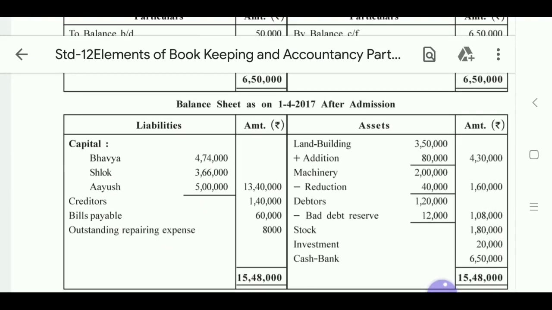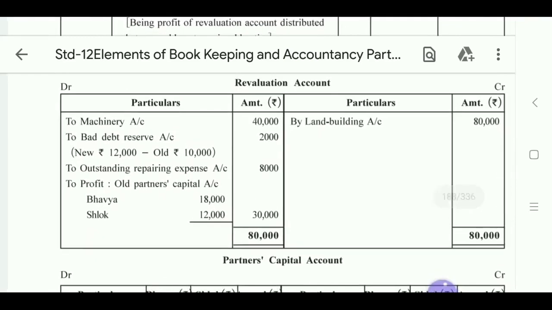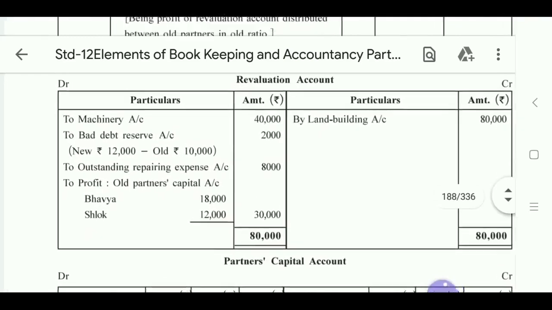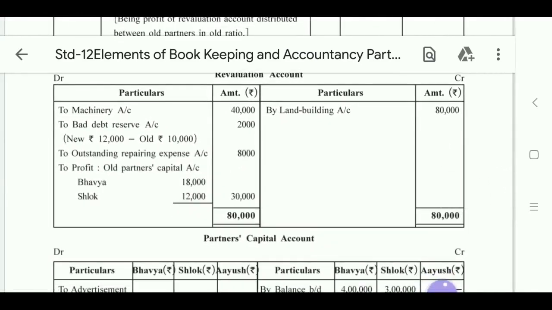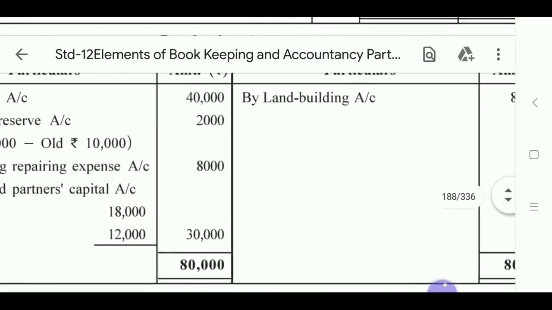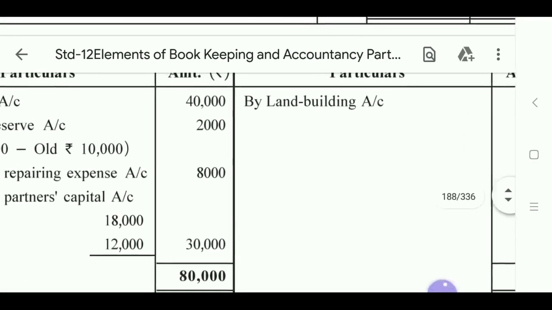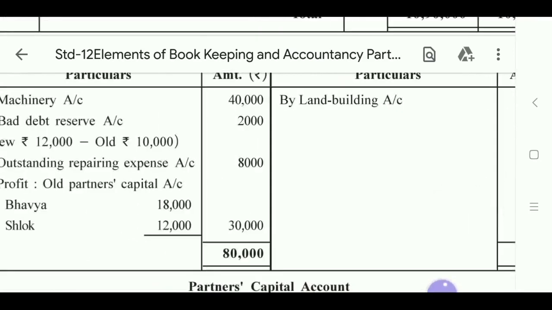Now how to balance these accounts I have taught in the previous videos. Let us revise once more. Yes, revaluation account, you can see we have posted things on debit side as well as on credit side. Now the total of whichever side is more is to be written on both the sides, or otherwise logically it can be seen the total of credit side is 80,000. It is clearly visible that 80,000 is more compared to the total of debit side, which is I guess 40,000 plus 2,000, 42,000 plus 8,000 is 50,000.